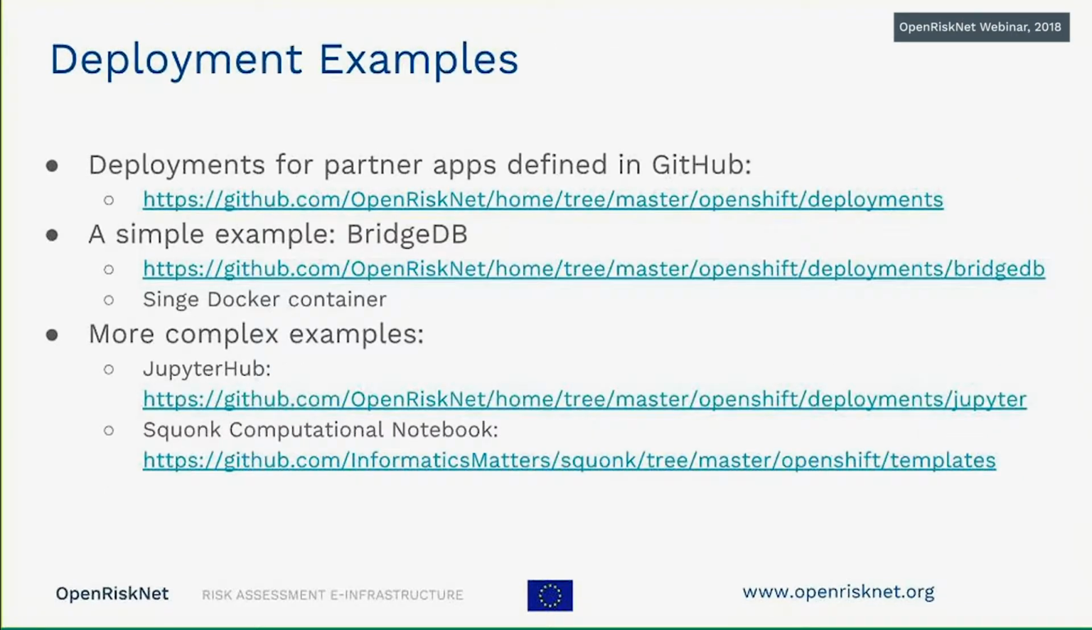For examples of applications that we've deployed, these are partner applications mostly at the moment, but we're looking obviously to move towards having some third-party applications deployed as well. All of these deployments we put into our GitHub repository. The link is there. You'll see instructions and the materials you need to deploy each of these partner applications into the virtual environment. A simple example is BridgeDB, which is a product from University of Maastricht that does identifier mapping.